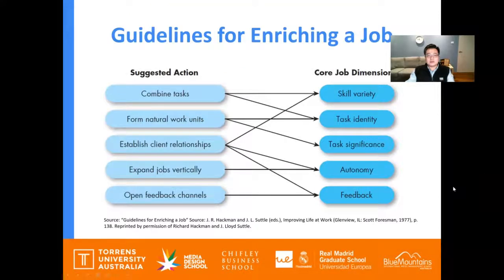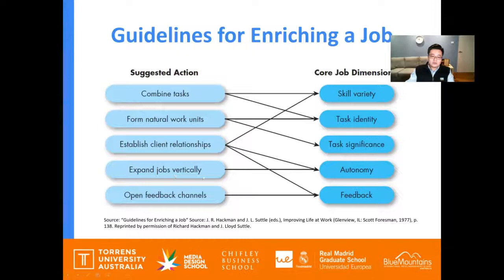Here are the guidelines for enriching a job. On the left-hand side, we have the suggested actions, for example: combine tasks, form natural work units, establish client relationships, expand jobs vertically, open feedback channels. These suggested actions will contribute to the core job dimensions like skill variety, task identity, task significance, autonomy, and feedback. For example, if you establish client relationships, that will definitely contribute to feedback, because the employee is somehow linked to the customers, clients, or stakeholders.